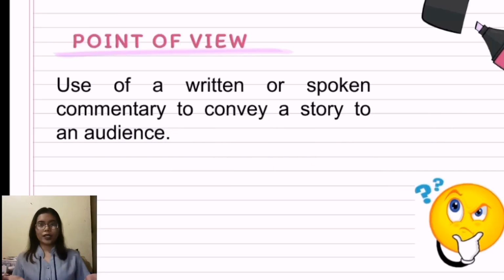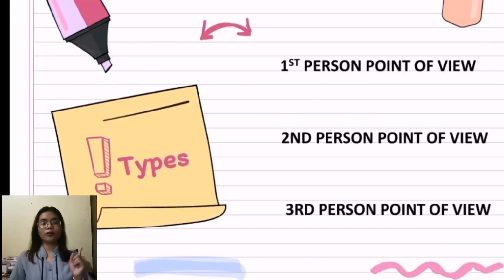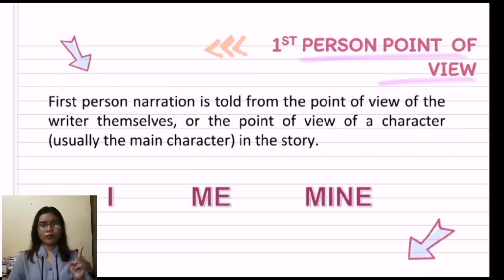Let us know what is point of view. Point of view is the use of a written or spoken commentary to convey a story to an audience. And we have three types of point of view. We have first person point of view, second person point of view, and third person point of view.